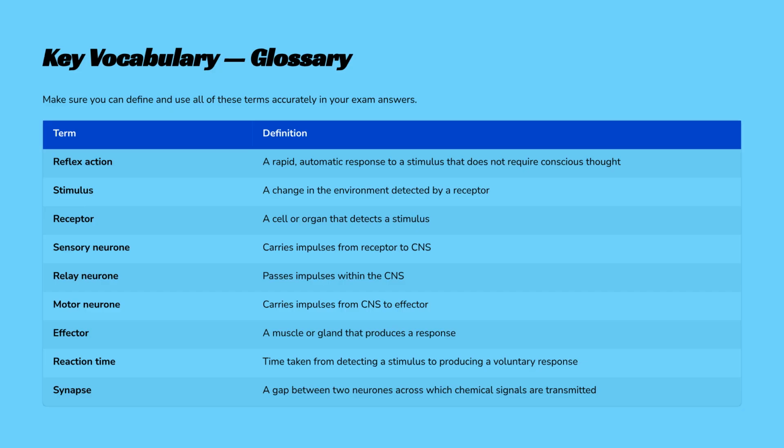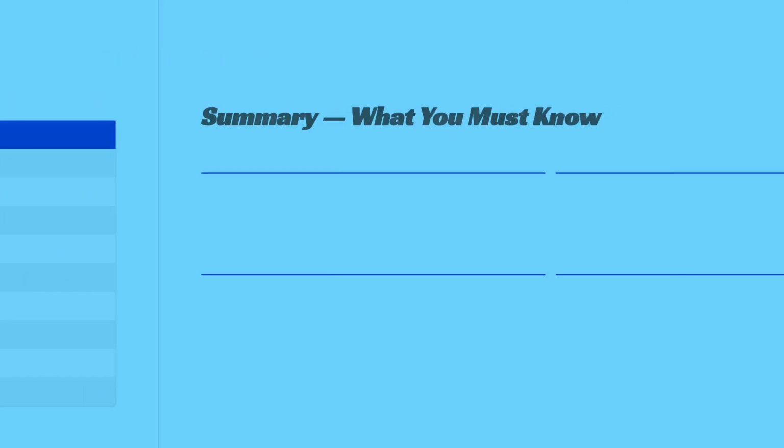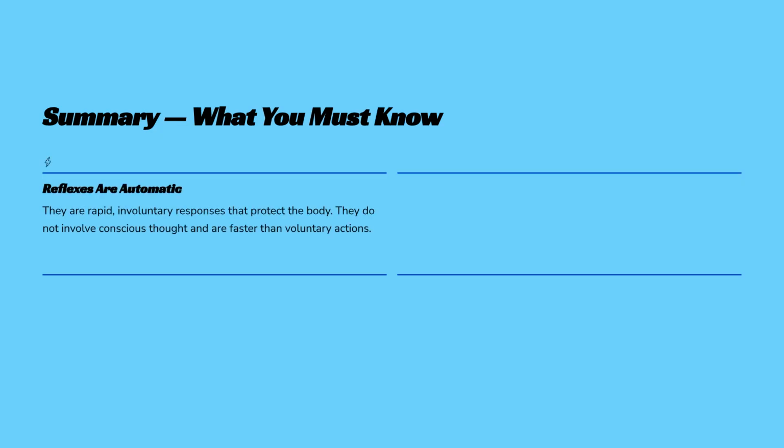Ensure you are familiar with all the key vocabulary. You must know the definitions for terms like reflex action, stimulus, receptor, all 3 types of neurons, effector, reaction time, and synapse. To summarize, reflexes are automatic and protective, following the 5-step arc.